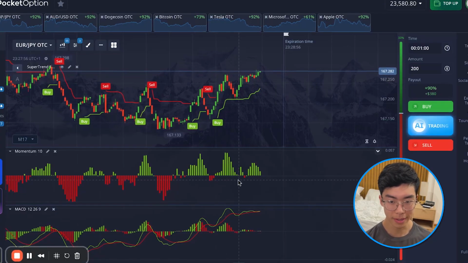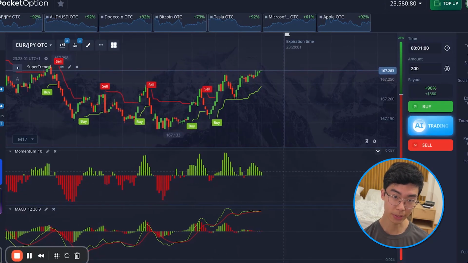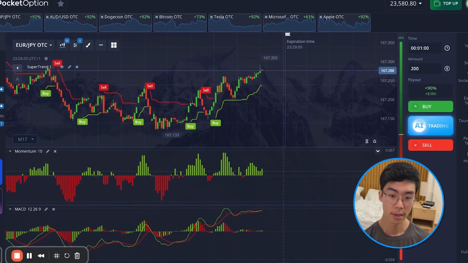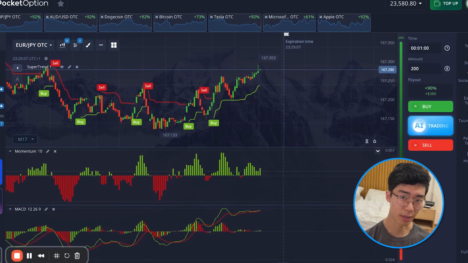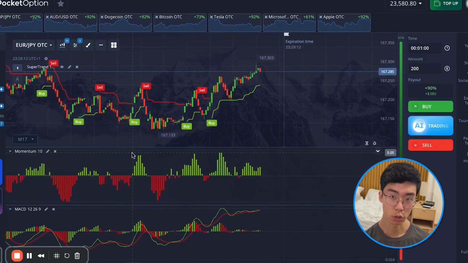And of course, try to combine some other indicators as well to have a little bit of a better picture. This could potentially increase your win rate to something closer to 65 to 70% win rate, which is a little bit better than 60 to 70% win rate. So definitely, this is a strategy I would recommend trying out.